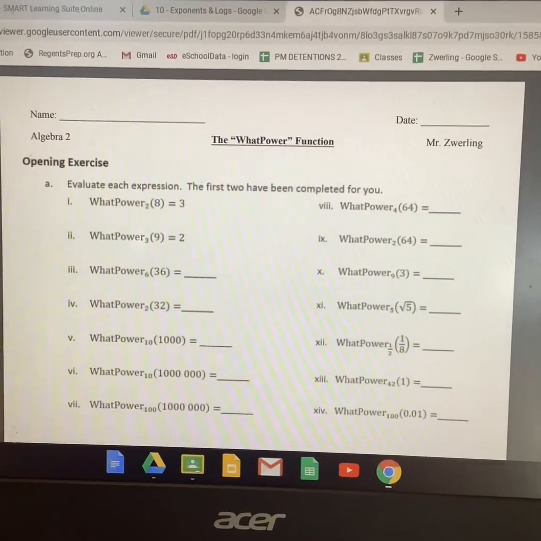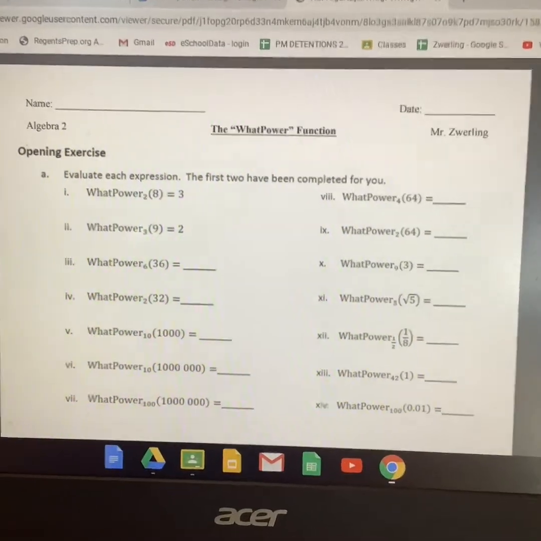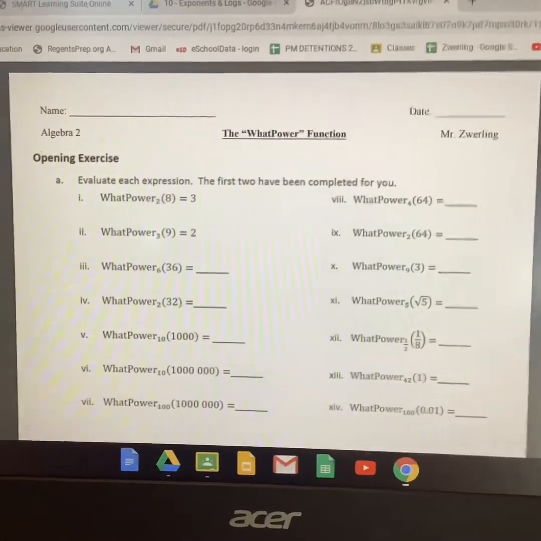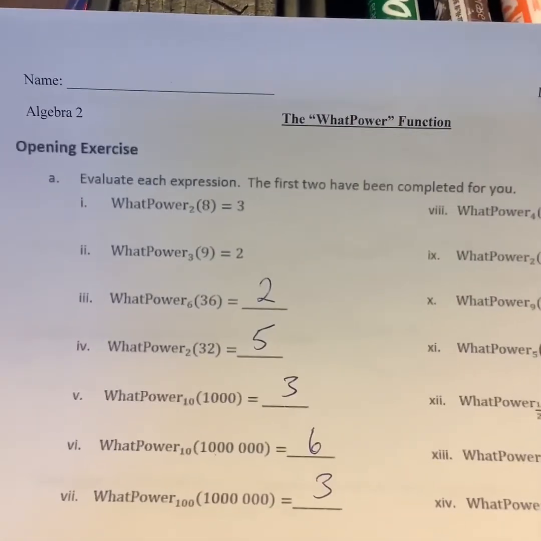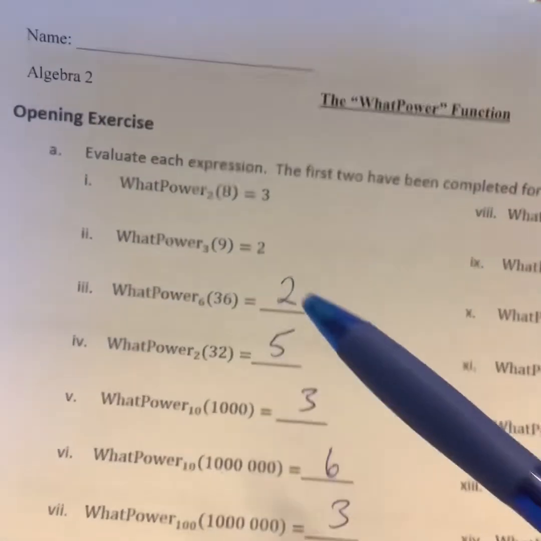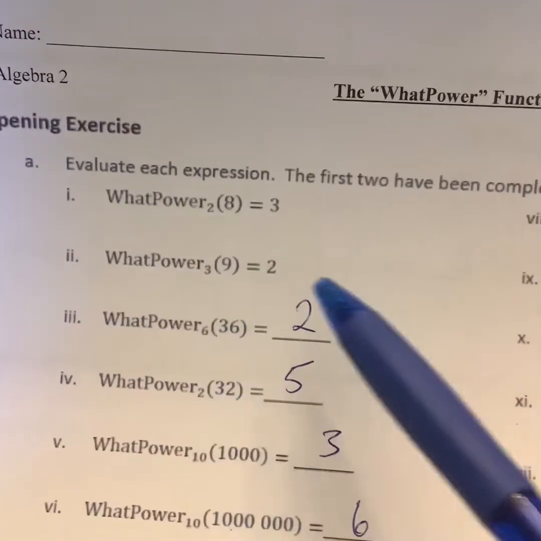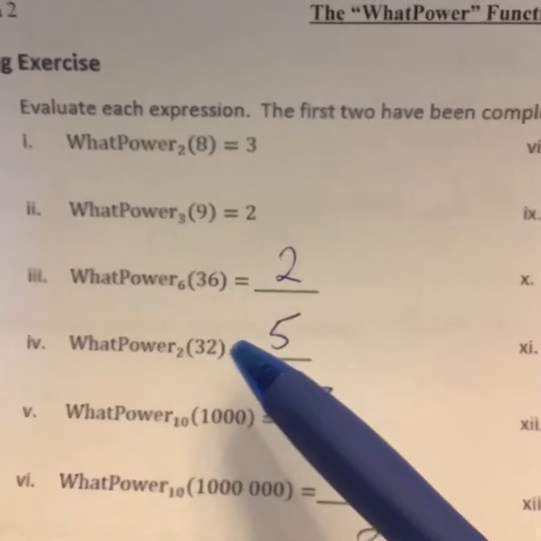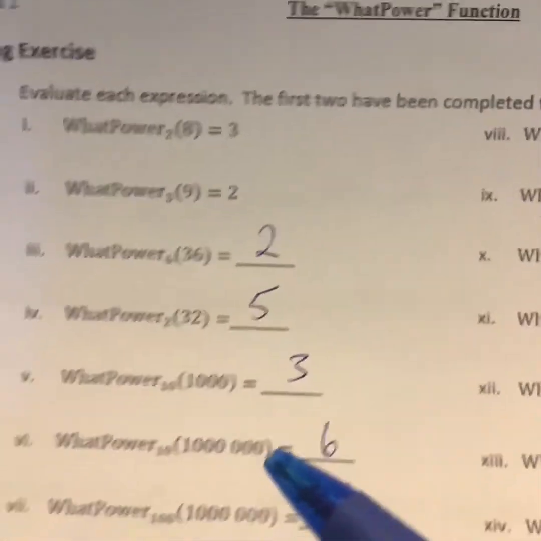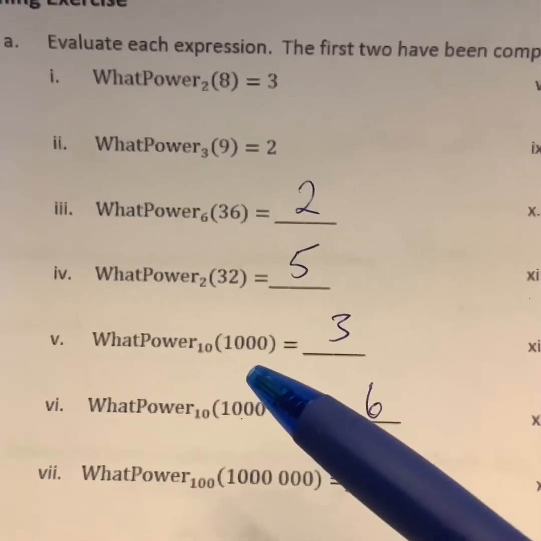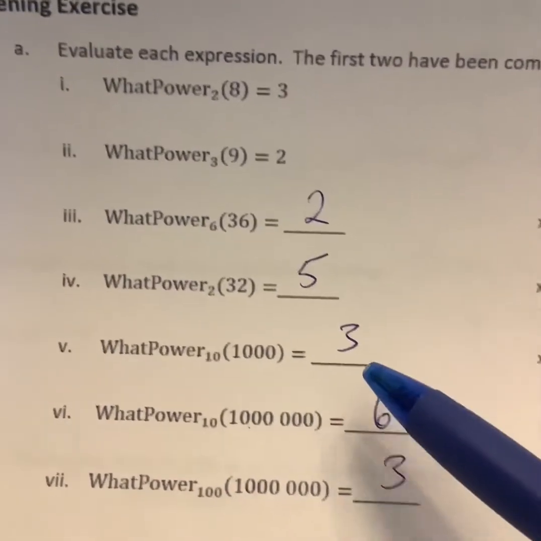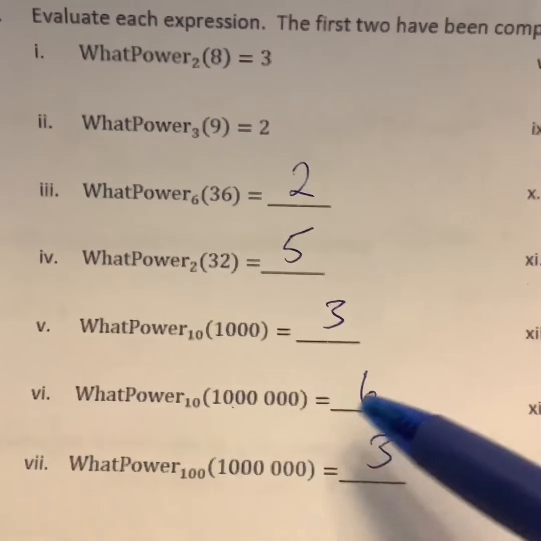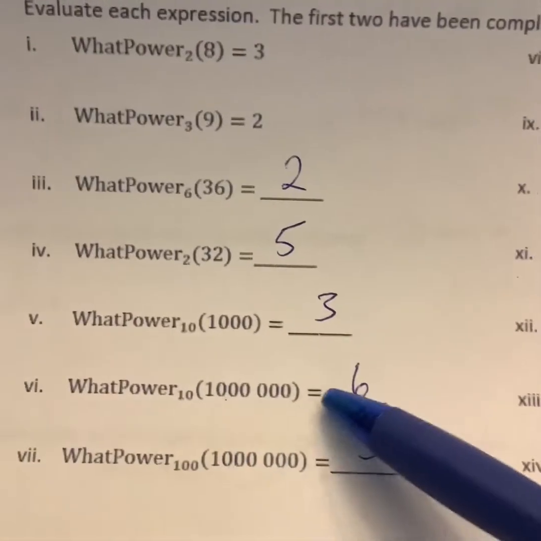So hopefully you completed this section by now. If not, again, just pause the video, try this out first, then unpause it as we go over it. So here we go. We just did what power of 6 is 36, and that was 2. What power of 2 is 32? 5, because 2 to the 5th power is 32. What power of 10 is 1,000 is 3, because 10 to the third power is 1,000. What power of 10 is 1,000,000, and that's 6, because it's 1 with 6 zeros.